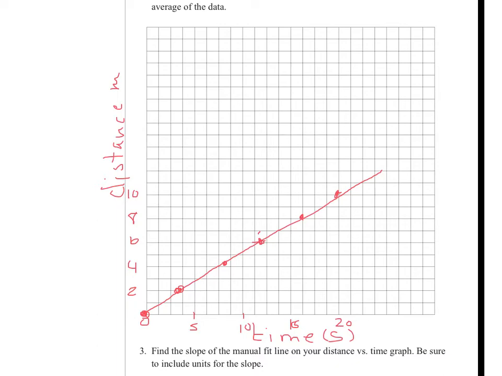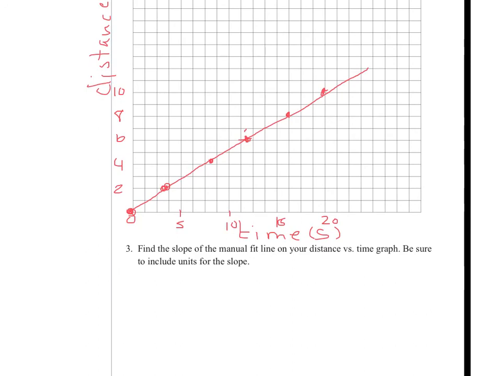The next question is to find the slope of the line. And we're going to find the slope manually. Now, when I give you the equation that I've done through Excel, or the graph that I've done through Excel, it gives you an equation. And it gives you slope then. But we're going to find slope the old-fashioned way as well, which is rise over run.